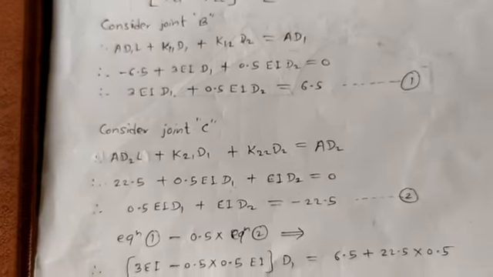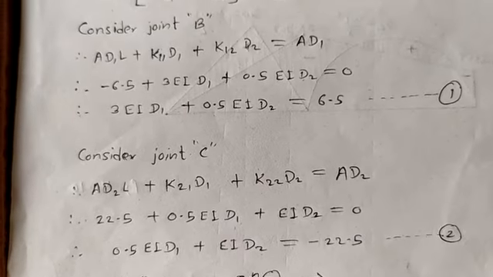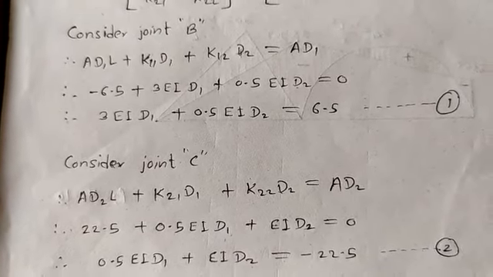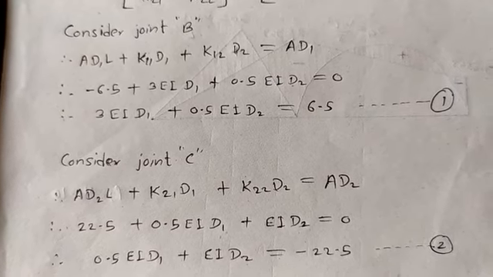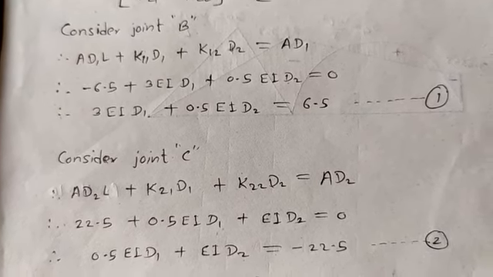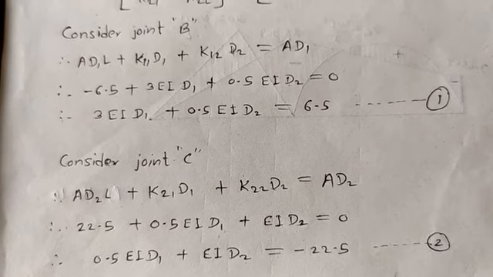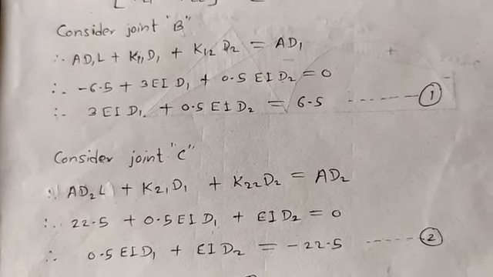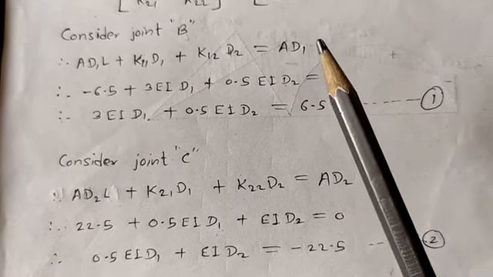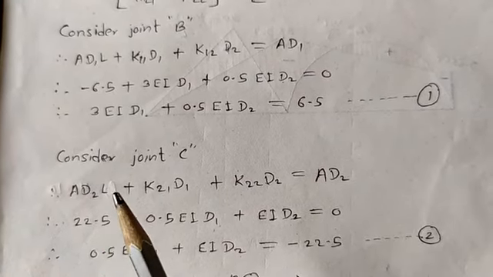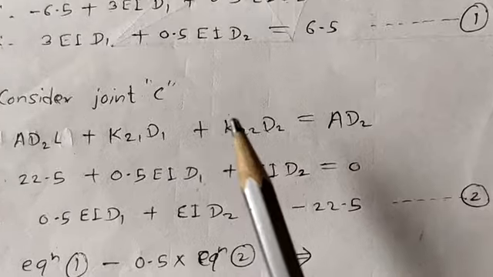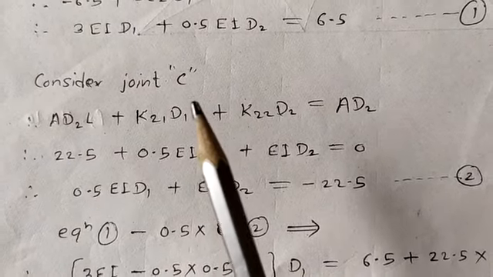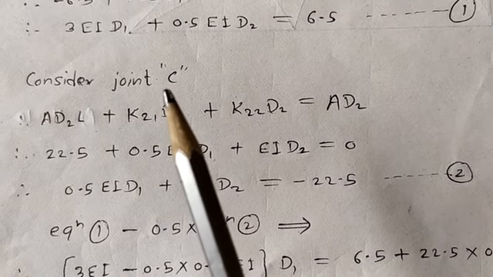Now come to joint C. Here we consider only joint B and C because only theta B and theta C are unknown. That's why we are considering only joint B and joint C, and for joint B and joint C we are writing the two equations. So now come to joint C. For joint C, consider this equation AD2L. Remember, C is the second joint. We are treating this as the second joint.